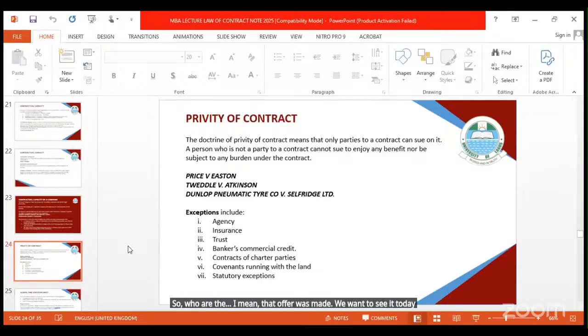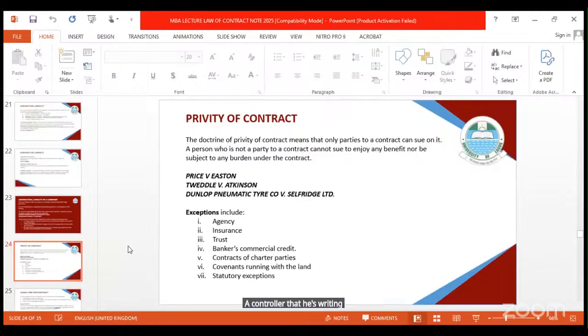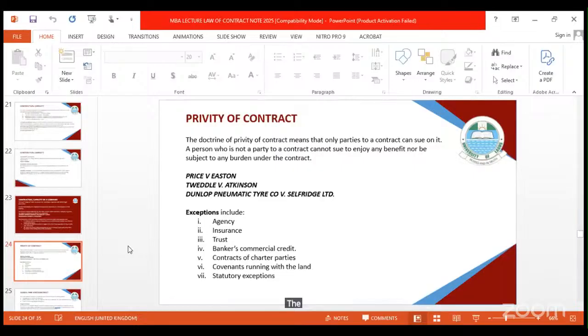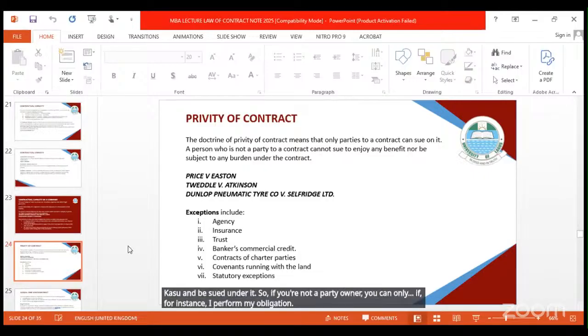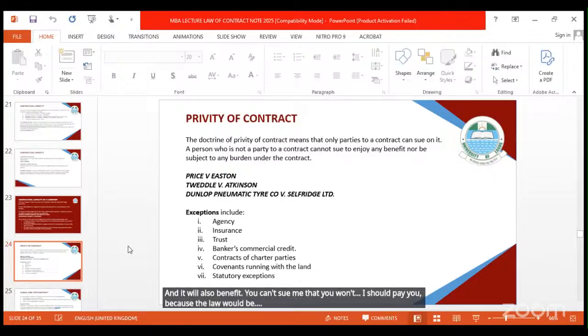So if you pick a contract that is in writing, for instance, you can always see the names of the parties that are involved. So what privity of contract is saying is, look, only those who are parties to the contract can sue and be sued under it. So if you're not a party, for instance, if I perform my obligation and you are supposed to benefit, you can't sue me that I should pay you, because the law will ask, are you privy to this contract?